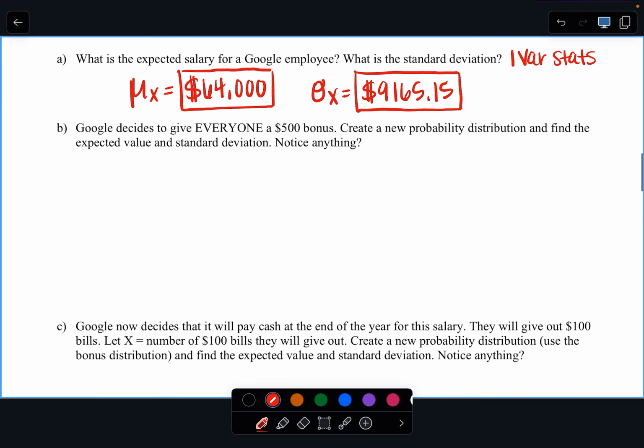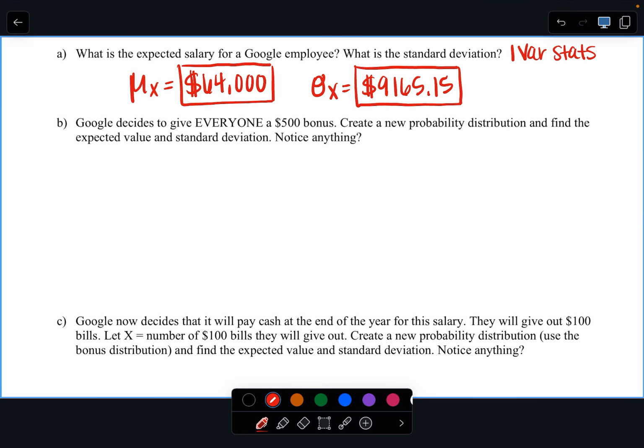Now, Google then goes on and they decide they're going to give everyone a $500 bonus. Everyone's going to increase by $500. Create a new probability distribution and find the expected value and standard deviation. So I'm going to go ahead and call this B. So for B, I'm taking all of the outcomes in X and I'm going to add $500 to every single outcome. So all of the values are increasing by the same amount.